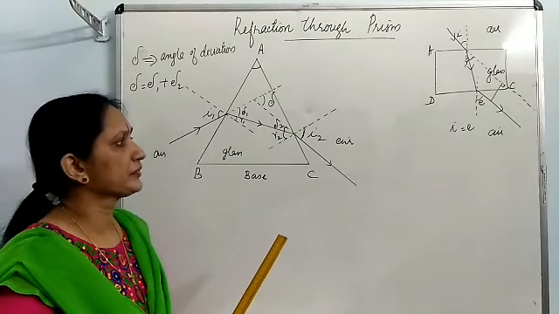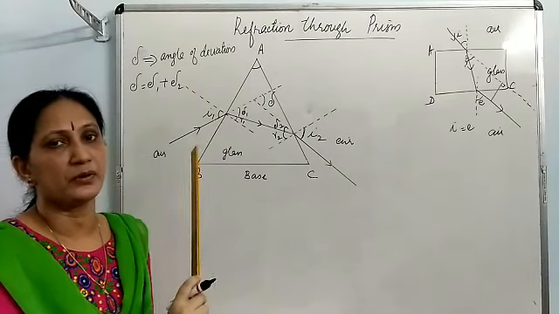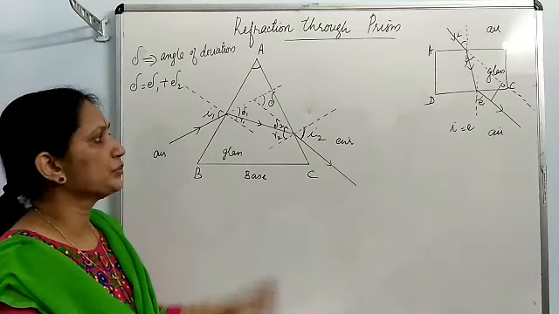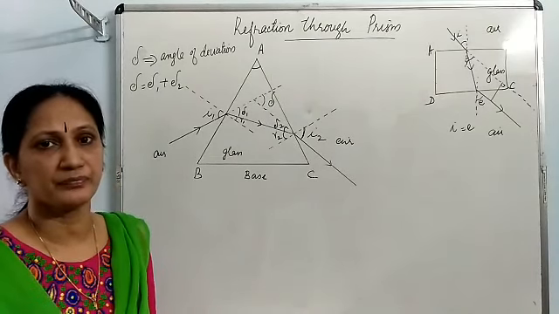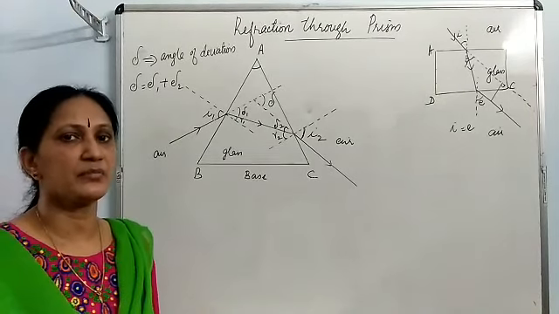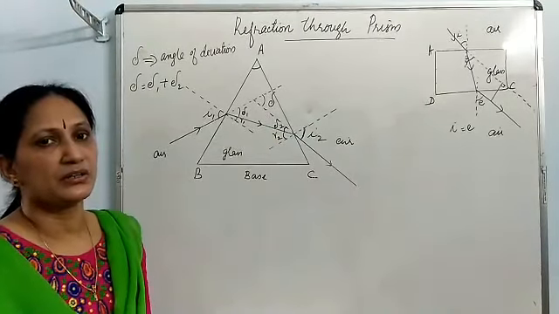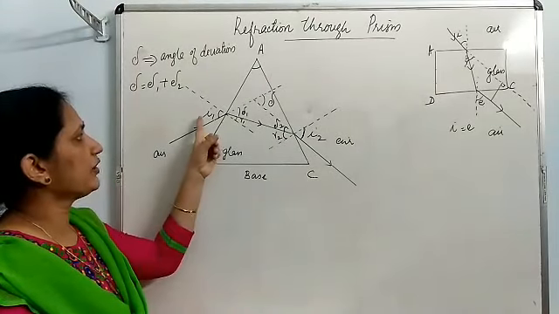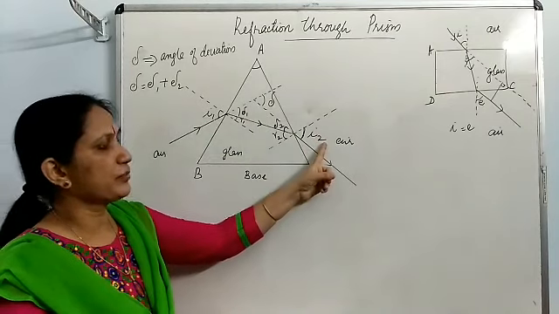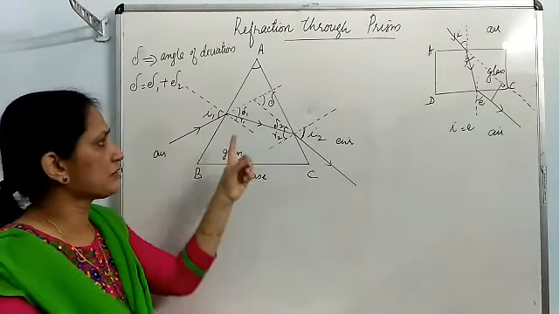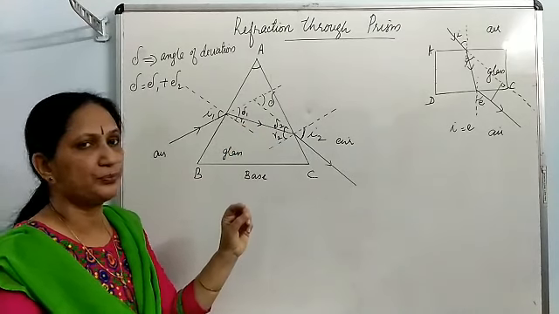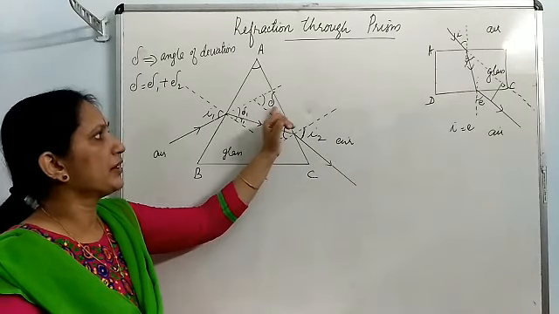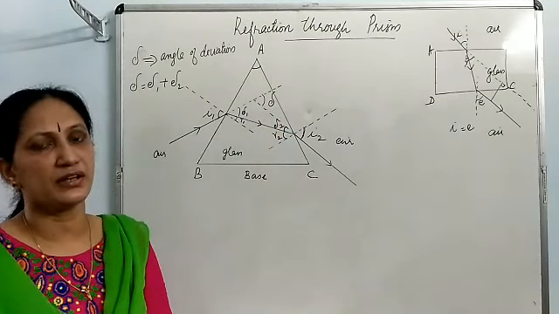Then we can derive a formula for this prism connecting certain angles. Let us see how to derive the formula. Actually, the derivation doesn't come in your syllabus, still I will show you how the equation has come. Here the important angles are the angle of incidence, the angle of emergence, and there are two angles of refraction, R1 and R2, and two angles of deviation, delta 1 and delta 2, and the total angle of deviation is delta.